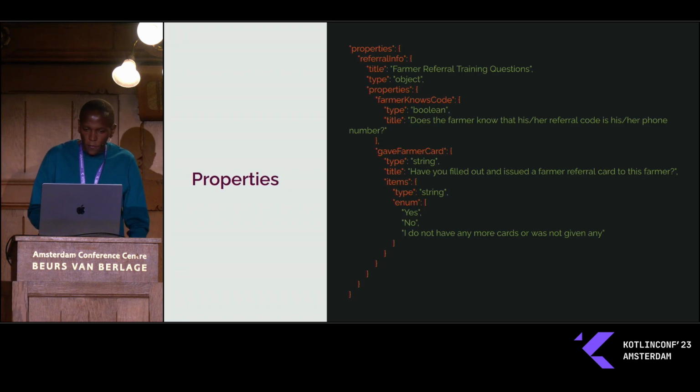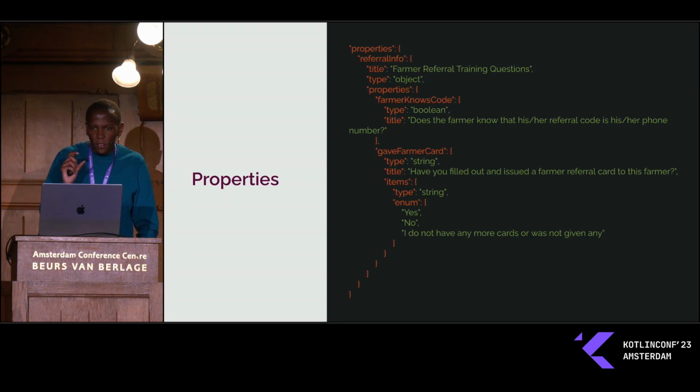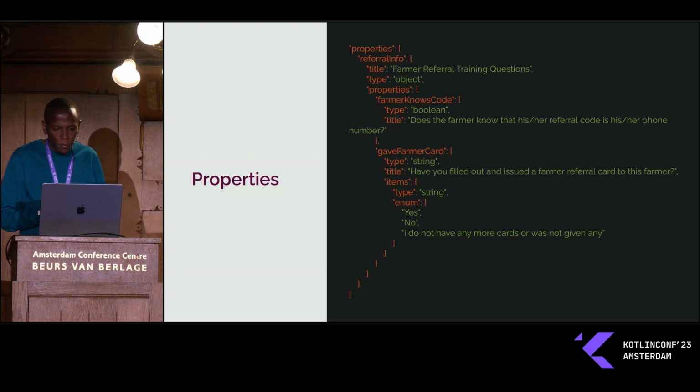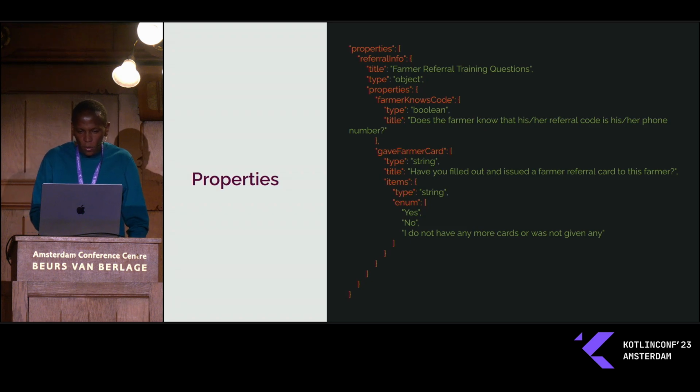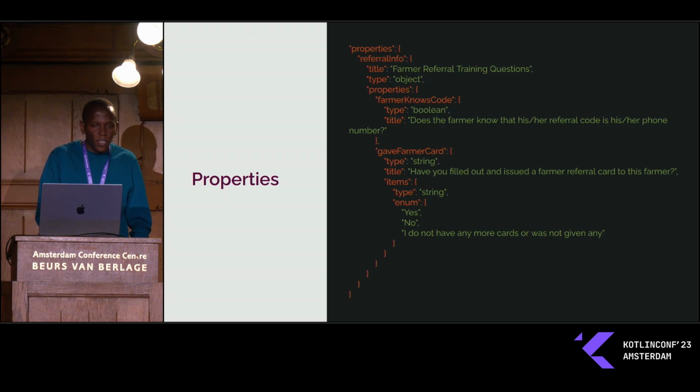Let me explain a few things. At the very high level, we have referral info. That represents a section sort of thing. And it has a title. For example, we have farmer referral training questions. We have a type as well, which is an object. So for most types which are object, we either identify them as sections or headers.